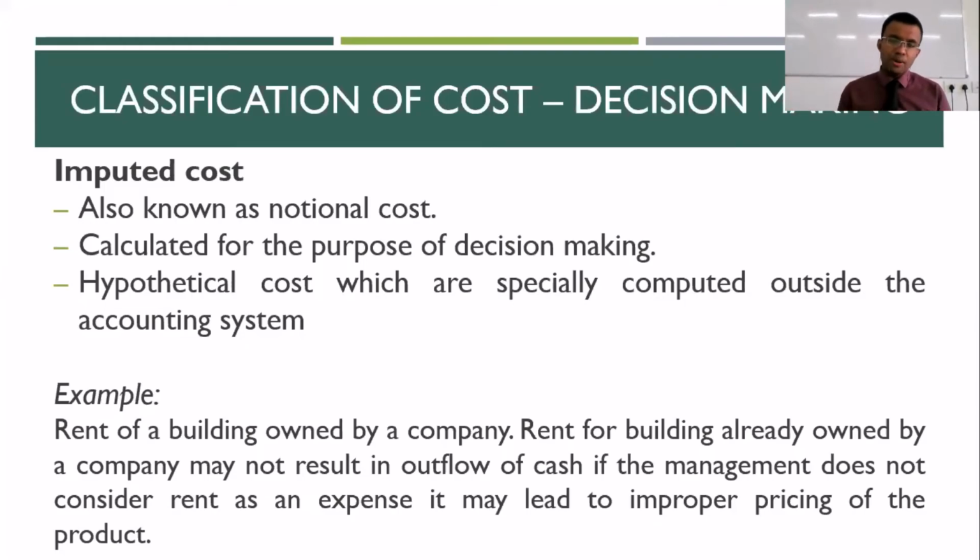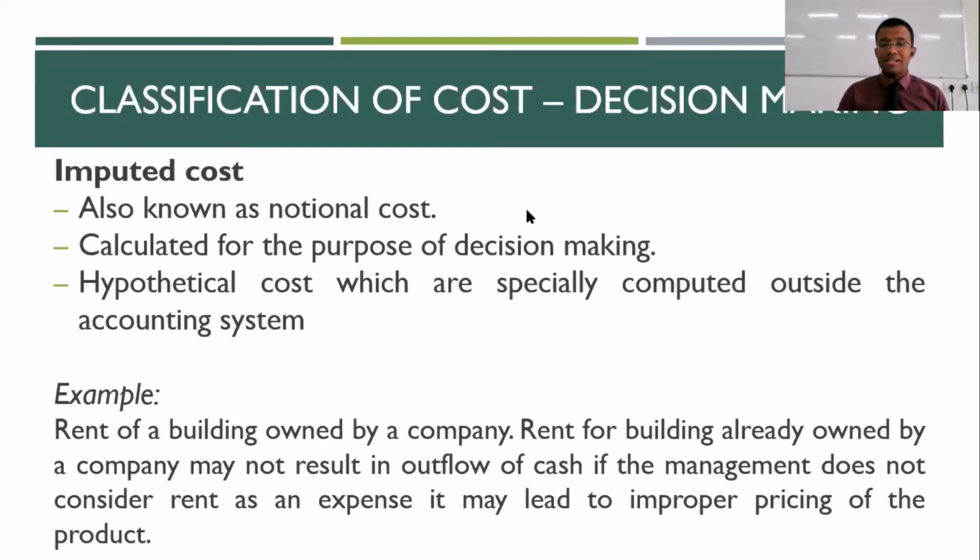If you end up pricing your product too low, it may not be very good because we have anti-competition laws and predatory pricing laws and all that. So it may not be a good idea. So you may have to give a notional expense. You may have to come up with a notional rent for your facility, though you're not paying it, so that you can price your products effectively. Such kinds of costs are called imputed costs.